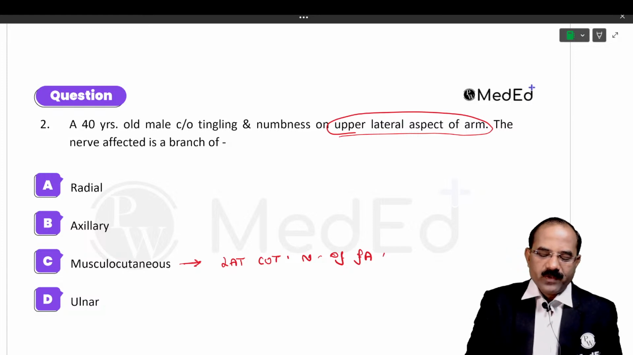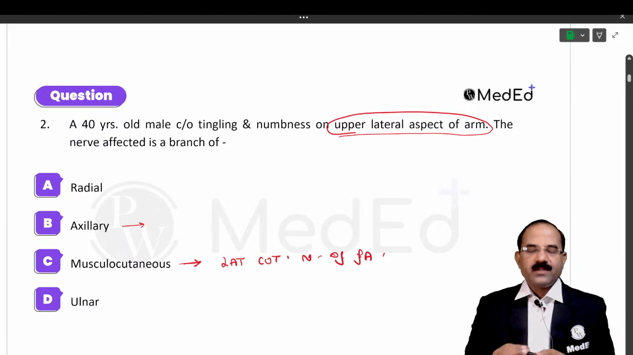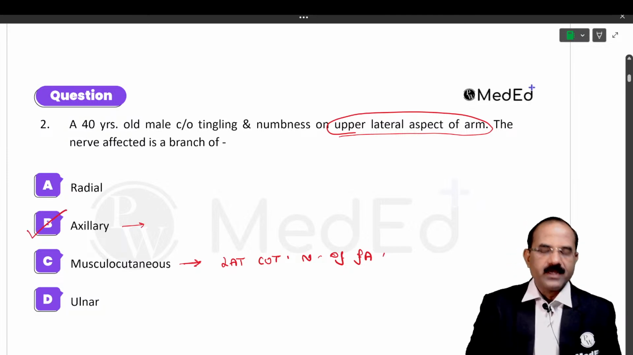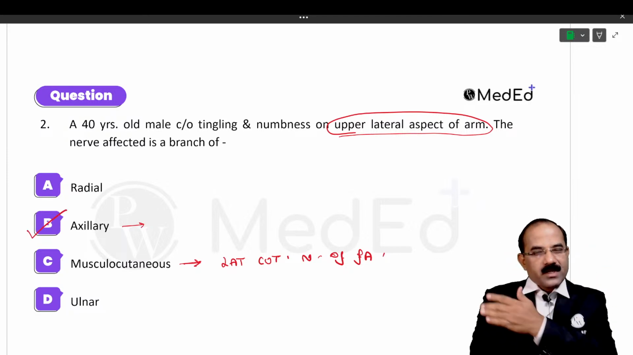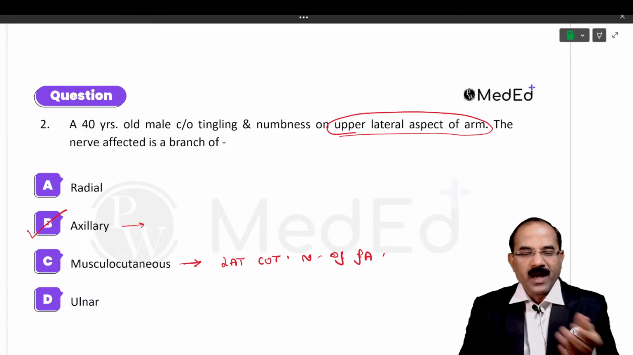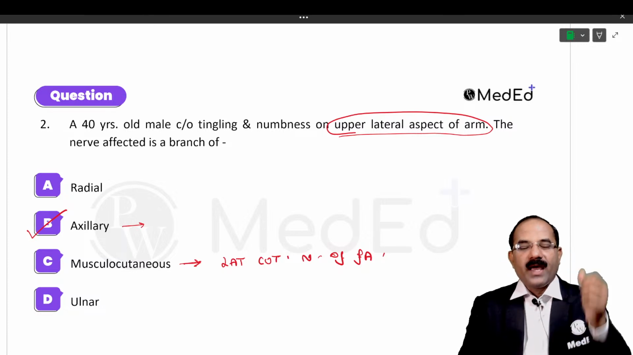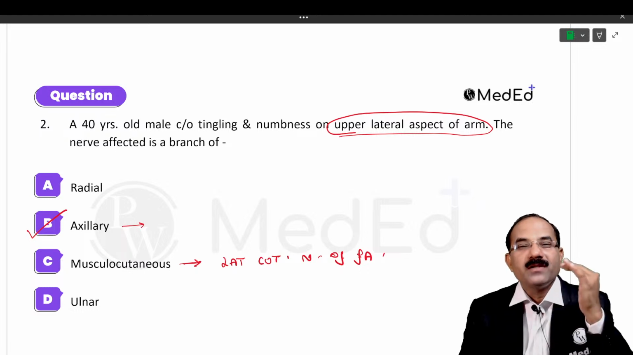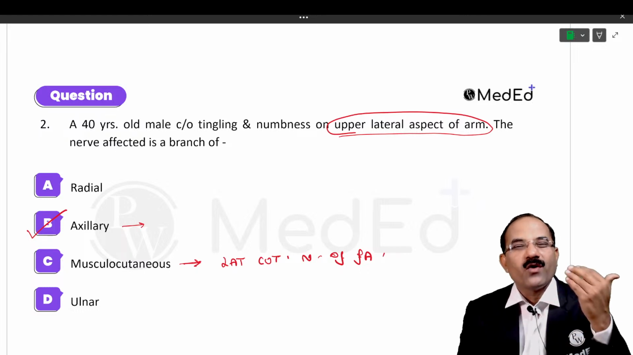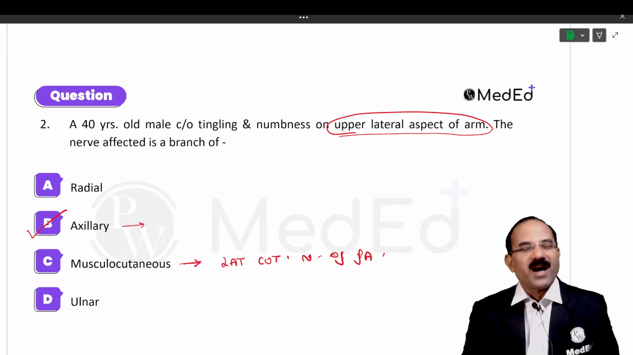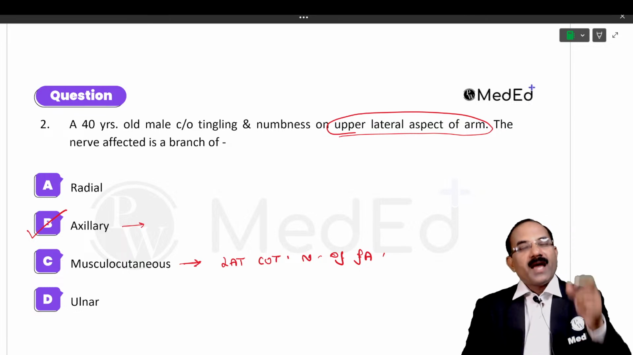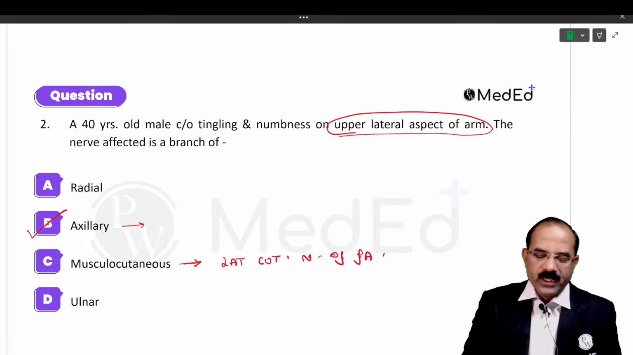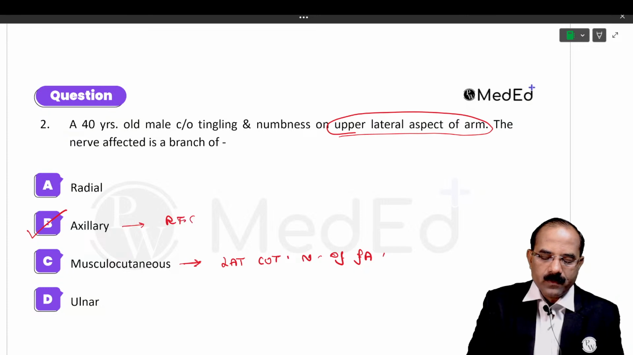Upper lateral aspect of the arm, the nerve is the axillary nerve. Which is the nerve which supplies the skin on the upper lateral aspect of the arm? That's the axillary nerve, and this is what we call the upper lateral cutaneous nerve of the arm. Bachcho, that is known as the upper lateral cutaneous nerve of the arm. An injury to this nerve would lead to, what is its name?